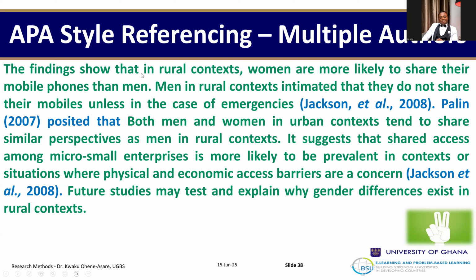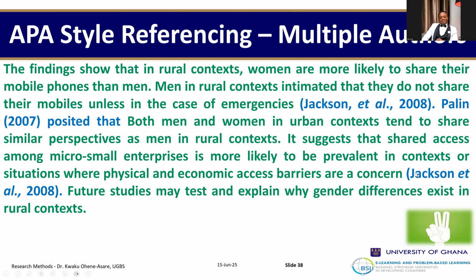The findings show that in rural contexts, women are more likely to share their mobile phones than men. Men in rural contexts intimated that they don't share their mobile unless in the case of emergencies. And you can see that Jackson et al. indicated that. Palin posited that. So this statement of Palin posited that is a narrative. Both men and women in urban context tend to share similar perspectives as men in blah, blah, blah. It suggests that shared access among micro, small enterprises is more likely to be prevalent in contexts or situations where physical and economic access barriers are a concern.